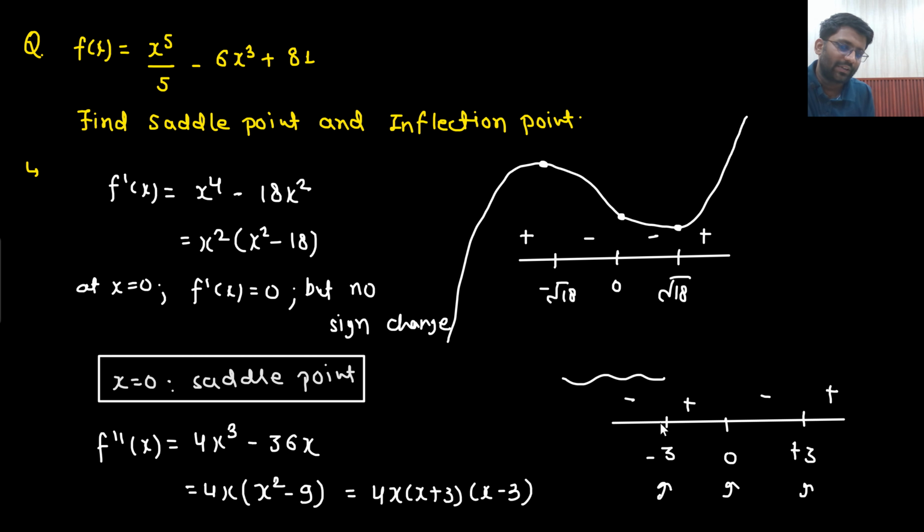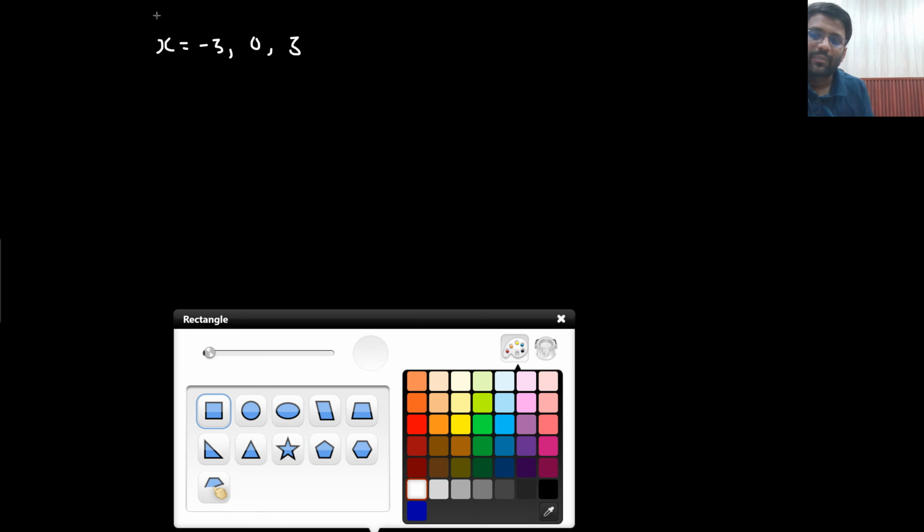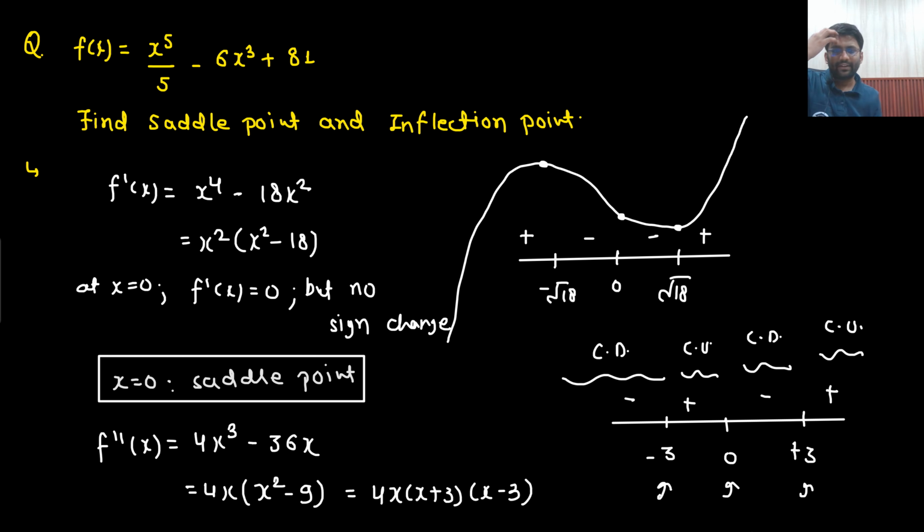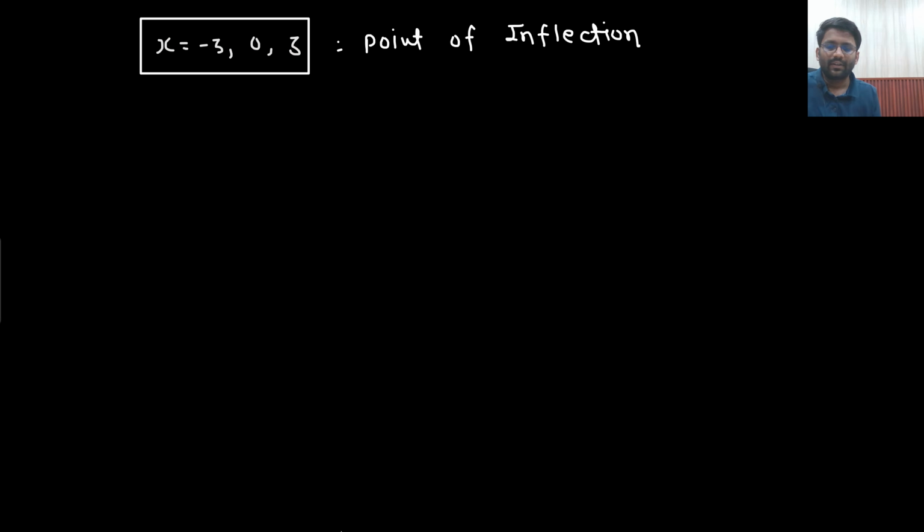In this region, what will be the nature of the graph? Since it is negative, it will be concave downward. This will be positive, concave upward. This will be negative, concave downward, and this will be positive, concave upward. And what will be your points of inflection? x equals minus 3, 0, 3 are the points of inflection. You can draw the graph, but drawing it will be a bit difficult, since concavity is changing at 3 points.